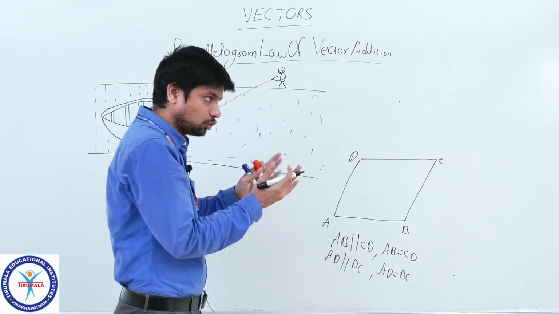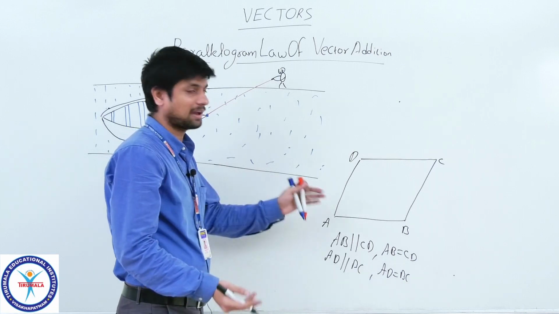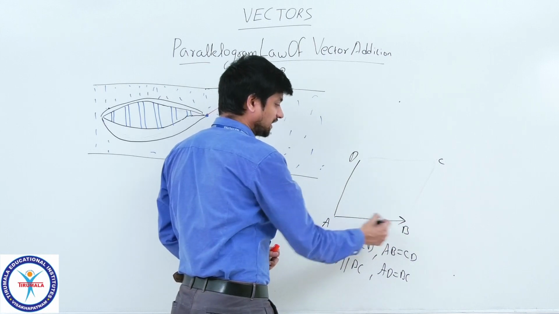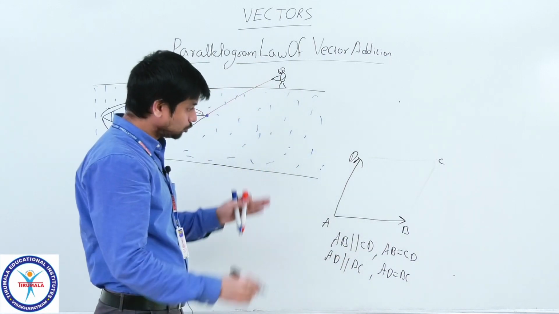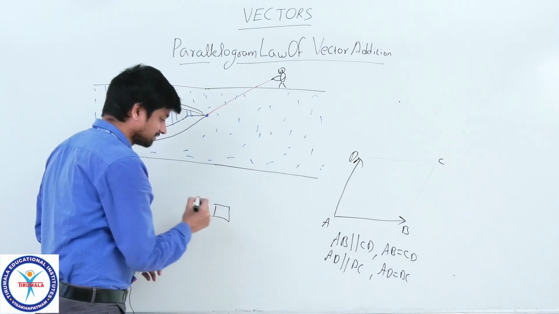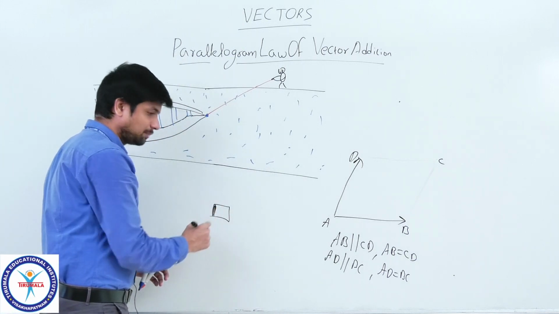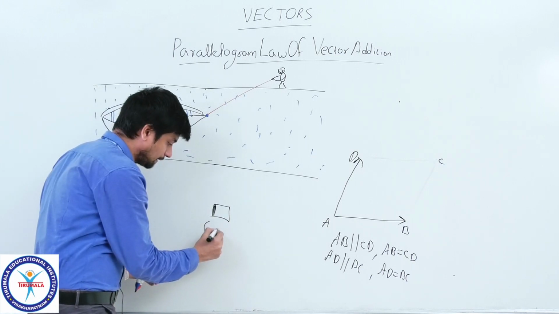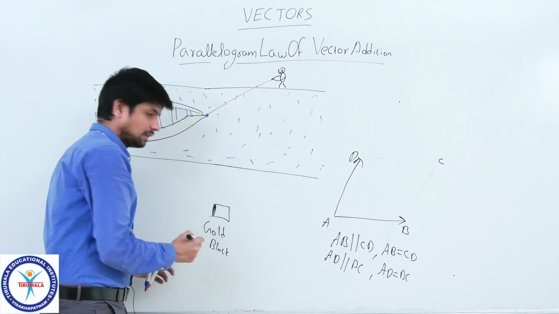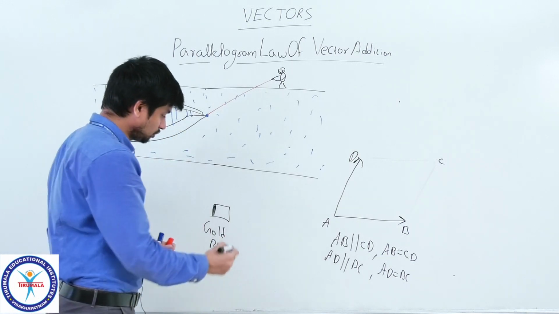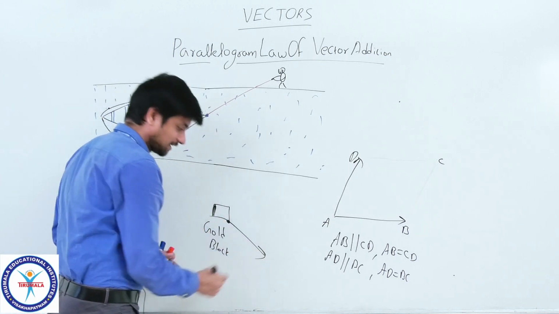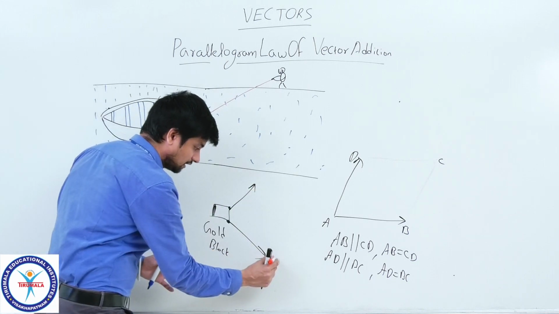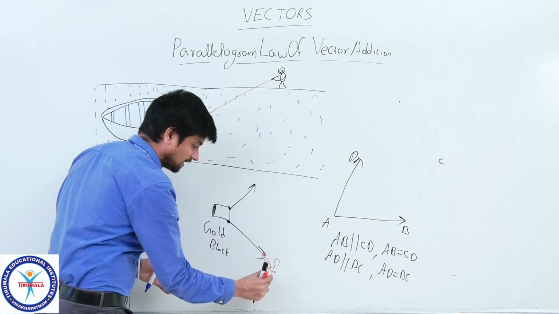Now, if two vectors represent the sides of the parallelogram, these are the two vectors, AB and AD. Two vectors means one object is there. Maybe this is some gold block. Me and my friend are thieves. He is trying to drag it, and I am also trying to drag it. Both are dragging.